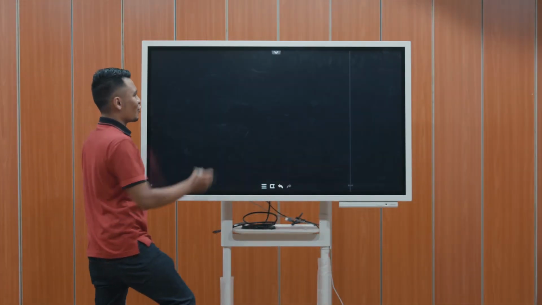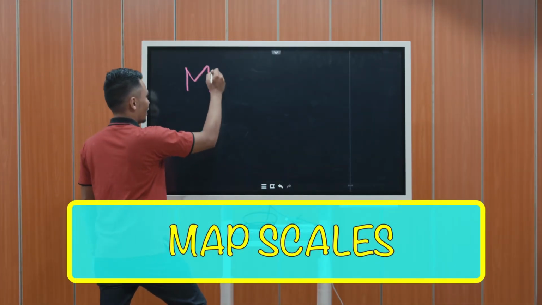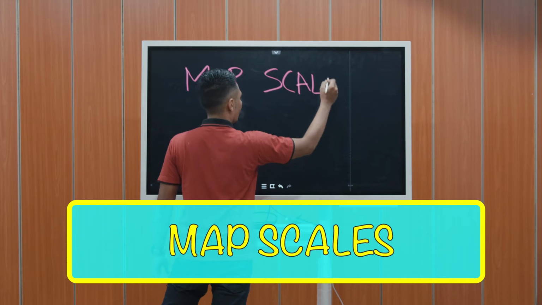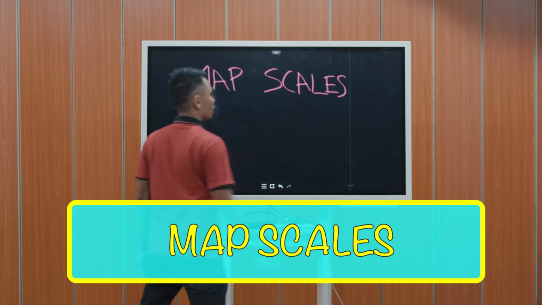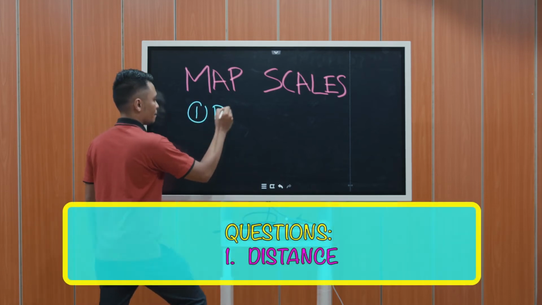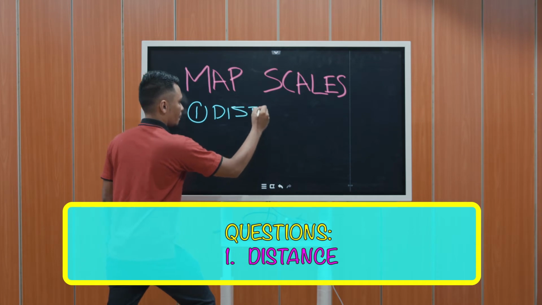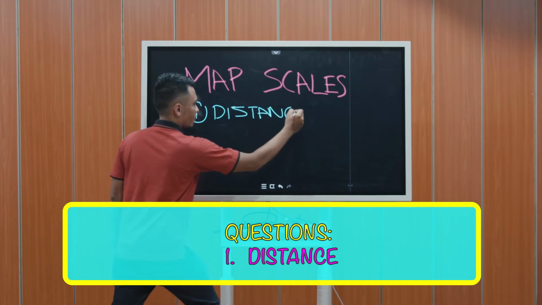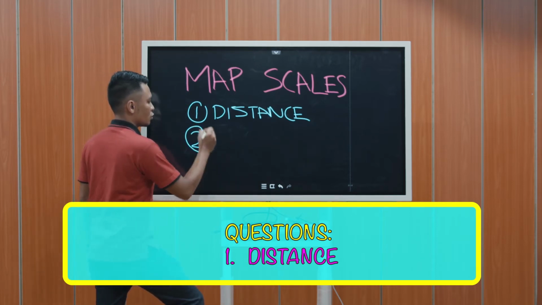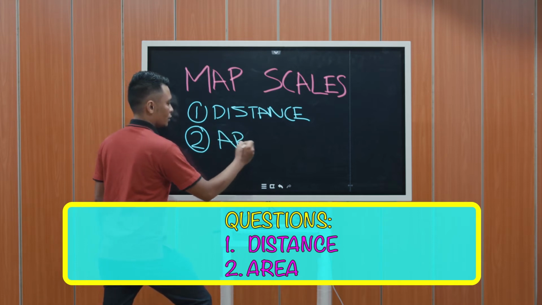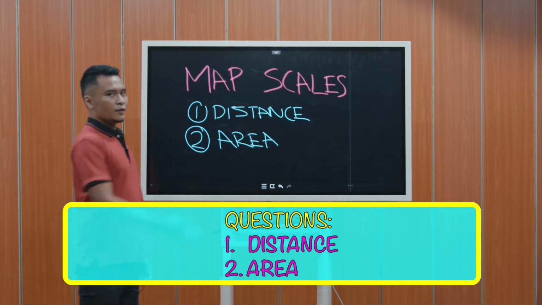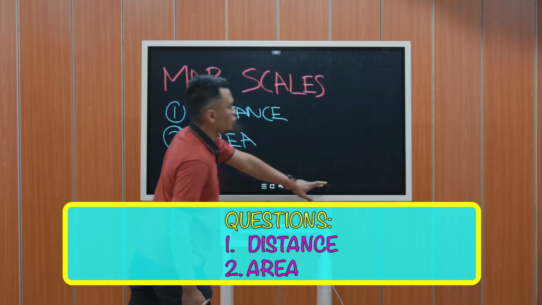Today we are going to learn about map skills. There's only two things that they can test you on. The first thing is the distance. Second thing that they can test you on is also the area. Okay? Before we even start doing this, I will teach you how to read the map.